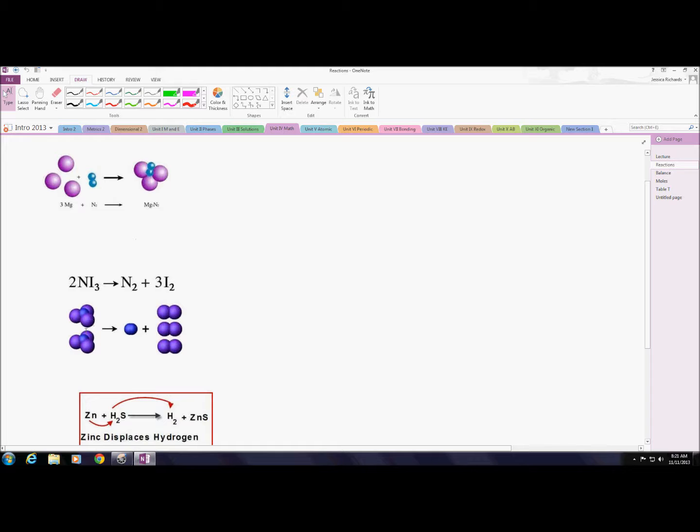We have a total of 1, 2, 3, 4, 5, 6 iodine atoms on the left. So we have to have 1, 2, 3, 4, 5, 6 iodine atoms on the right. 1, 2 nitrogen atoms on the left, 1, 2 nitrogen atoms on the right.